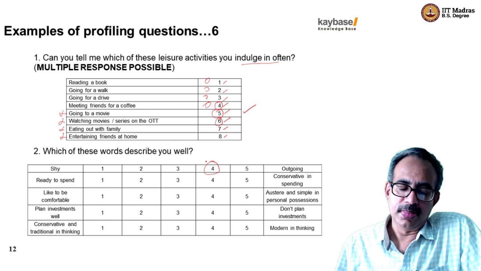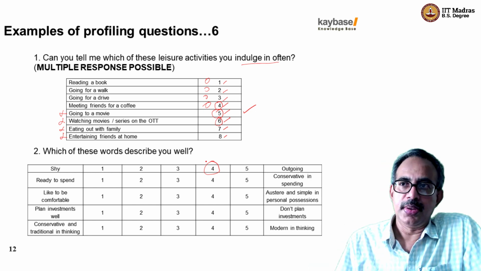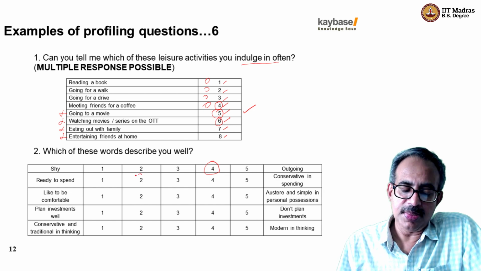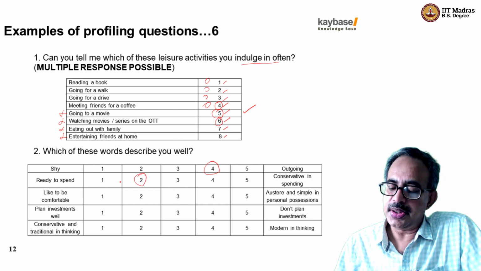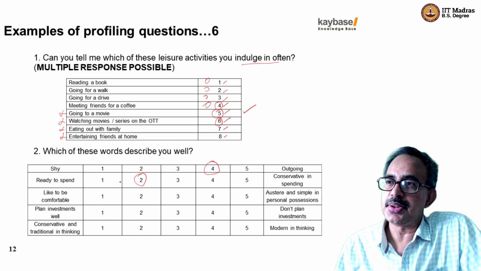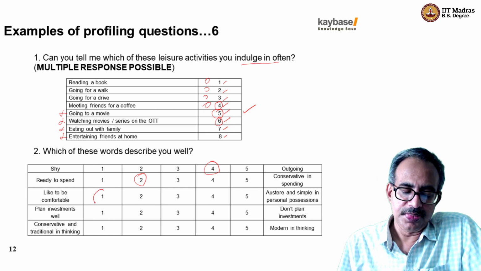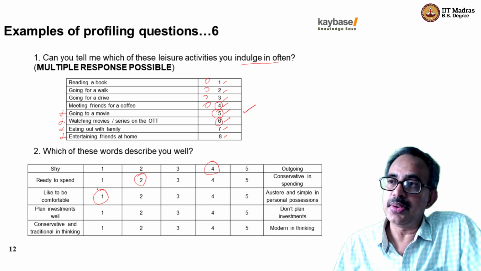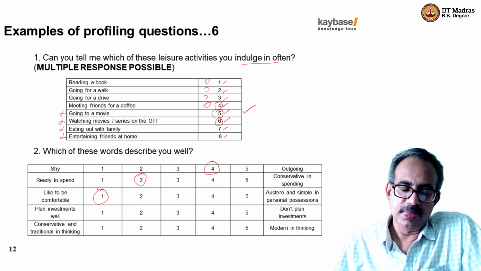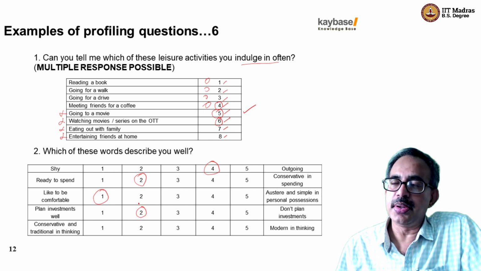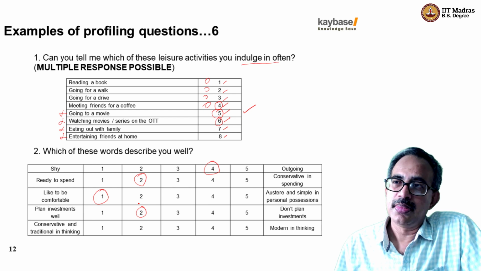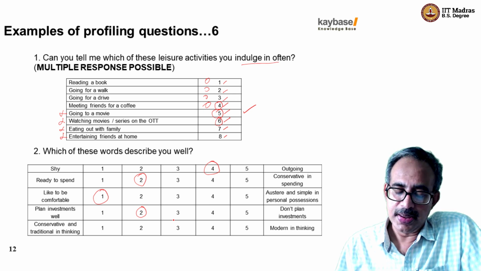2. You're ready to spend. Okay. You like to be comfortable or you're austere and simple in personal positions? 1. I'd like to be 1. Okay. You plan investments well or you don't plan investments at all? 2. You're conservative and traditional in thinking or you're modern in thinking? 3. 3.